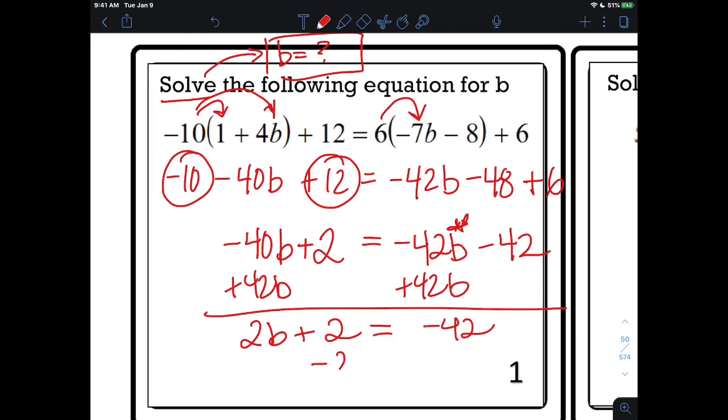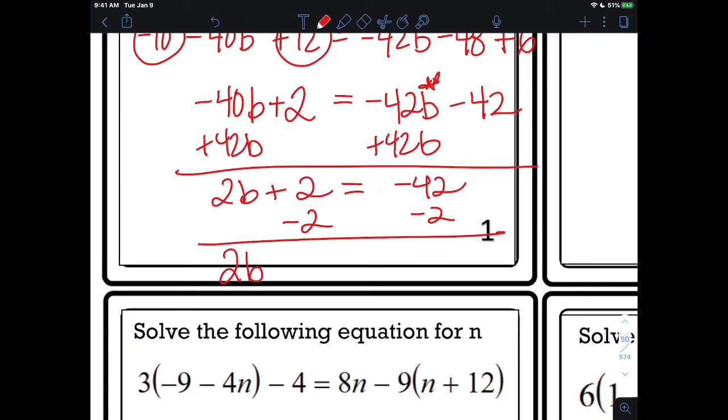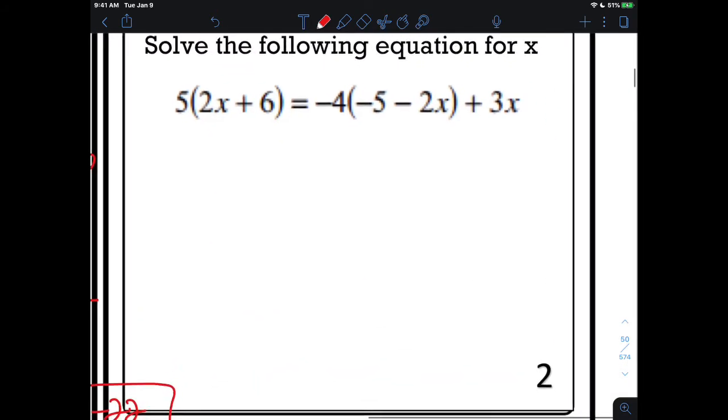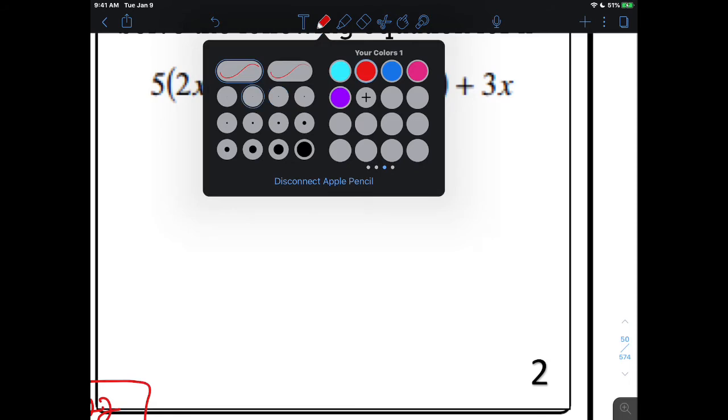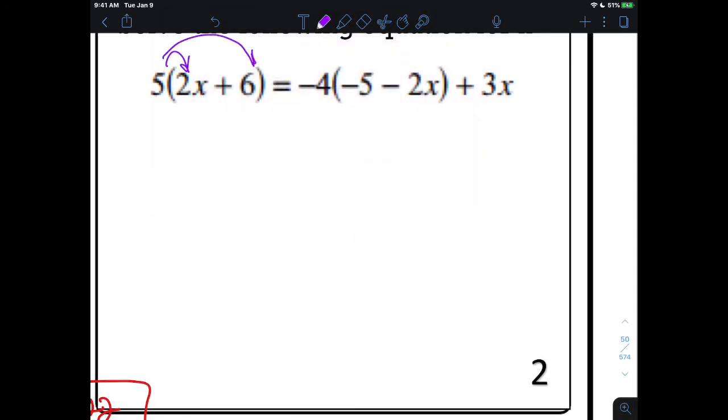Okay, now we're just left with exciting move, great divide. Great divide. And I get an answer of b equals negative 22. Okay, all I'm doing is same exact process over and over. That's what a lot of math is. Same exact process. All you have to do is just understand what the process is, okay? All right, so let's take a look at this one. Let's go ahead and distribute to get rid of these parentheses. Same thing here.